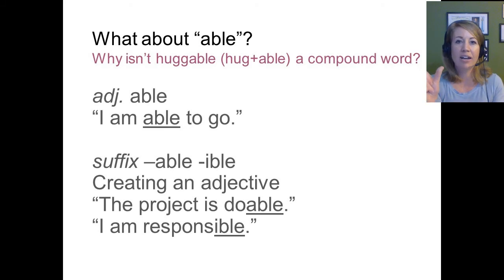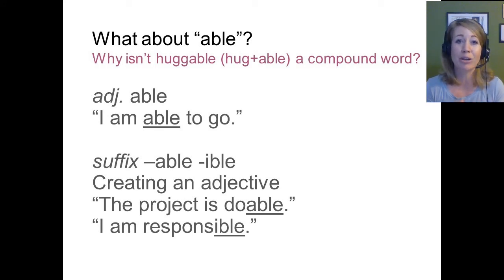So why isn't huggable a compound word? Well, able and able are considered different words, different morphemes, okay? Even though they sound the same, they serve different functions. We have lots of words in English that sound the same or are spelt the same. So those homophones, homonyms, homographs, we have a lot of words that do this. But able and able are just like that. They have different functions. The word able is a free morpheme and can operate as an adjective.